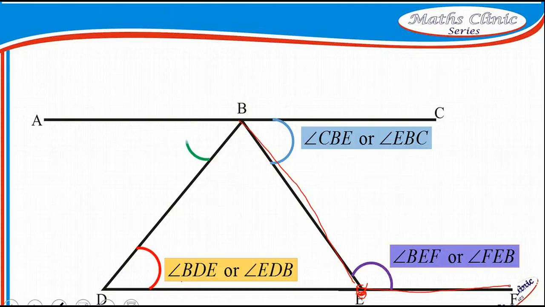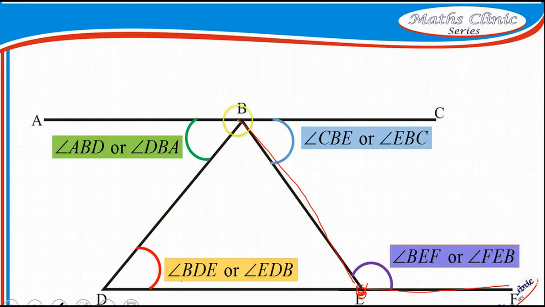What about this one? Can you pause the video and name it? Good. I believe you had DBA or ABD. That means they meet at the point B. So the line AB and the line BD. Then the last one. Good. So D to B, then B to E. So we call it DBE, or E, B and D. Good.